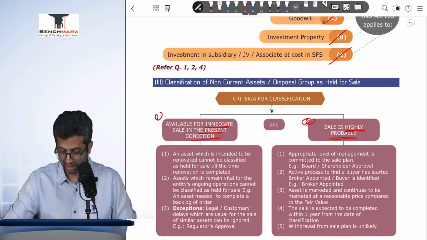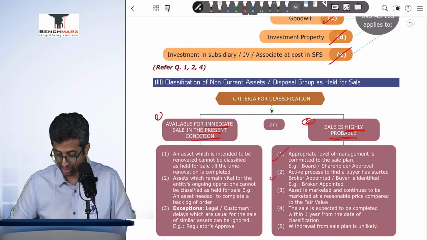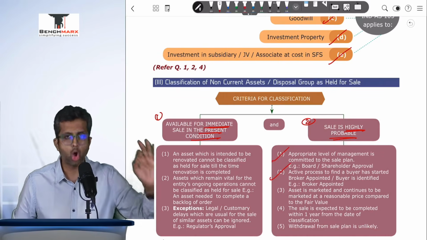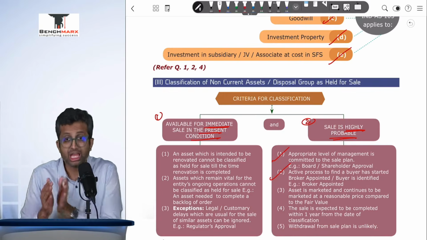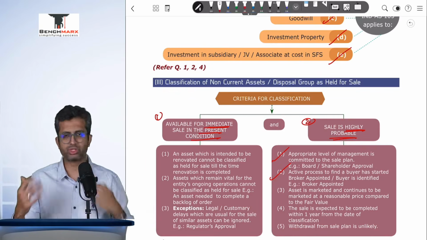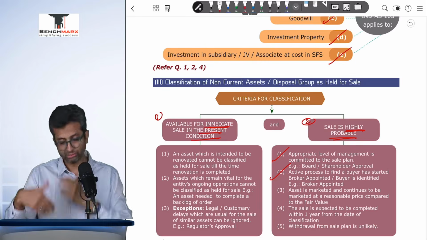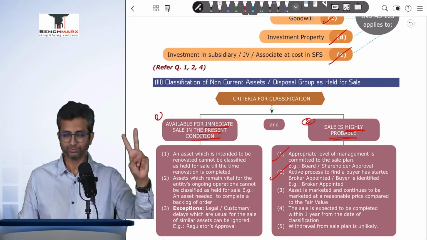Second, over here, an active process should have been initiated. You have appointed brokers, you have started searching for buyers, or a buyer should have been identified. In which case, you are not just building castles in the air. You are not just thinking or contemplating. You have actually started taking action on the ground.